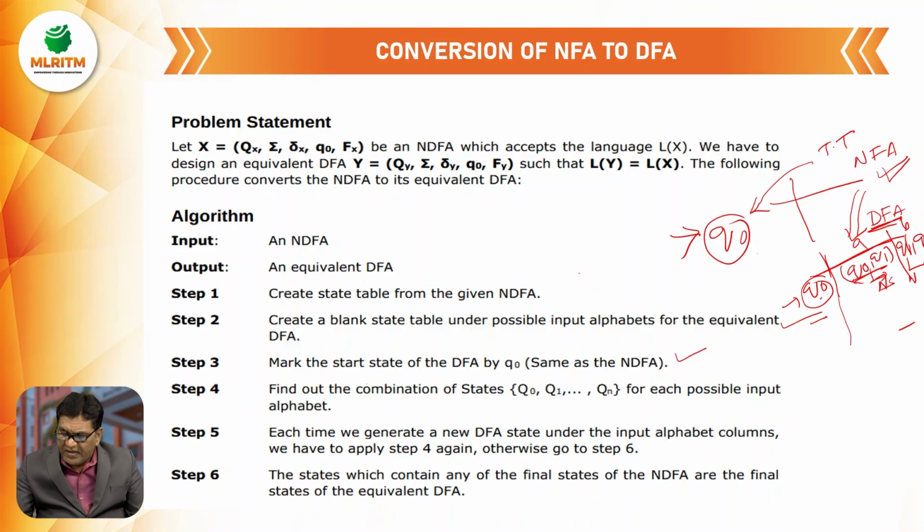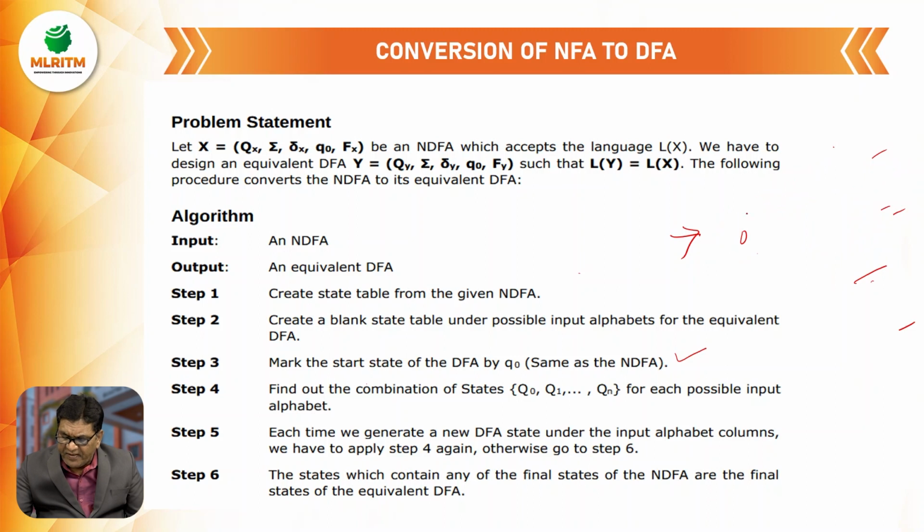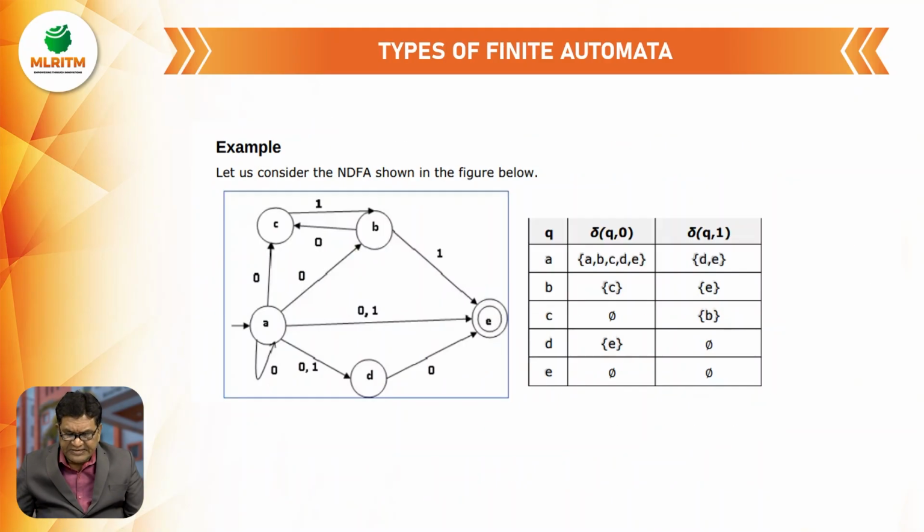The state which contains any final state of the NFA is a final state of the DFA. In the NFA, the final state is Q3. In the DFA, all the states where Q3 is available are final states. See that example, an example of conversion of NFA to DFA.